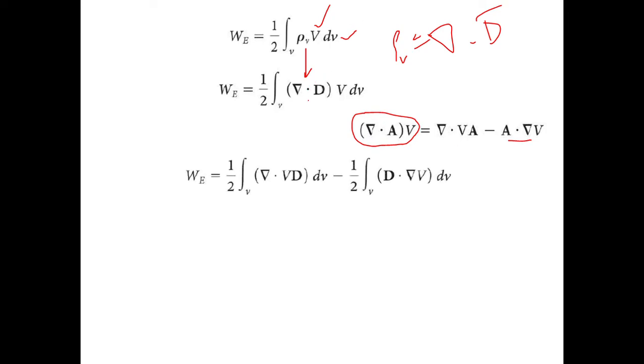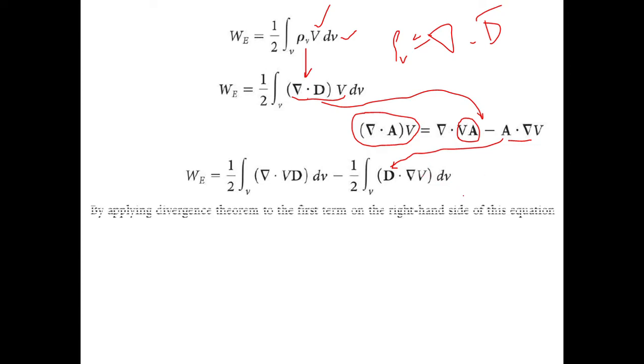So what I have done here, in place of this, I'm substituting this equation, right? Wherever capital A is there, that means it is D. So what we'll get is half of the volume integral of the divergence of this, that is scalar into vector into dV, minus half of again the volume integral of vector, here A but we are applying for D, into gradient of V into dV. So we are just applying this formula here.